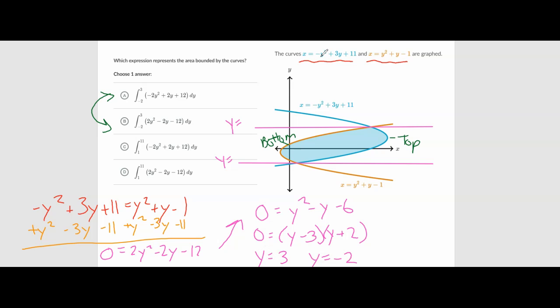Notice, though, on an AP exam, understanding that they have to be -2 and 3 because one of those pink lines is above and one is below the x-axis could save you a lot of time, right? Then you would not have to go through all of this work. But you could if you were unsure. Okay, going to get rid of that. We already know what our limits of integration are.